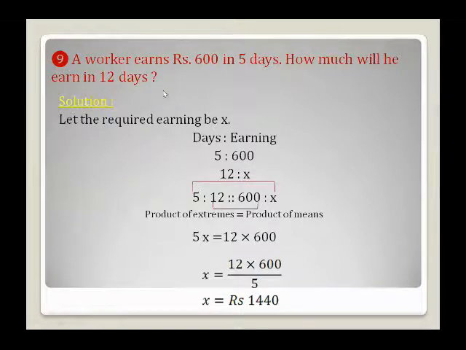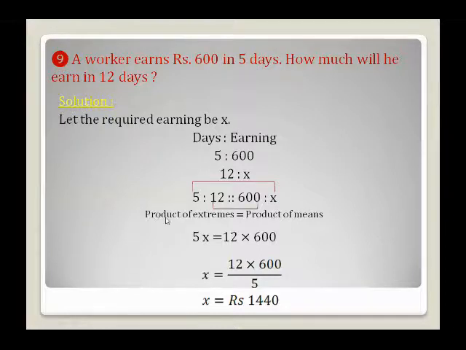Now how much did he earn in 12 days? Here the number of days is 12, but we don't know the earnings. So we let the earning be x. Now students, we write this ratio in proportion form: 5 ratio 12 proportion 600 ratio x.